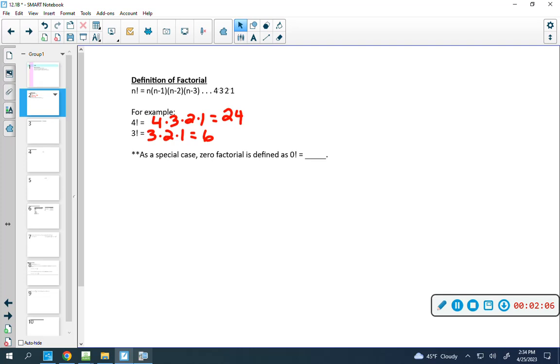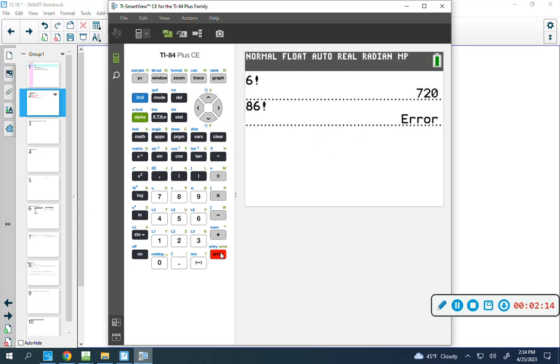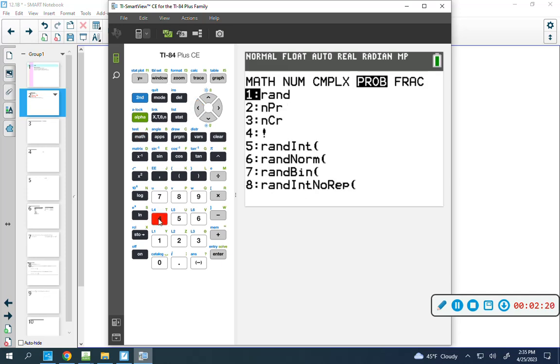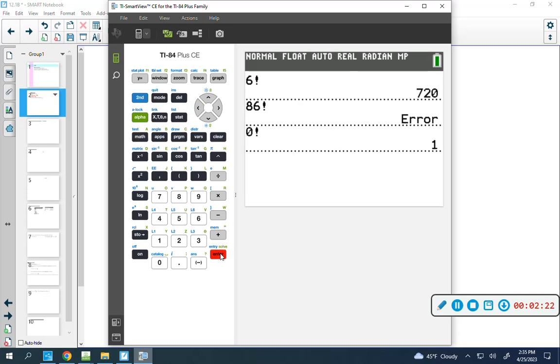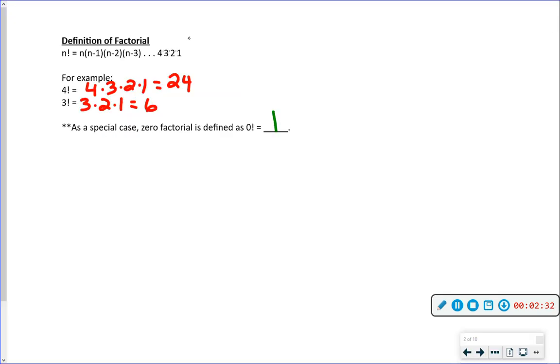Now, for whatever random reason, it just is what it is, 0 factorial. Well, let's punch it in. If you don't know what 0 factorial is, you can always punch that guy in. 0, math, probability, number 4. Come on, I hit it twice. 0 factorial is what? You would think it's 0, but it's 1. Avery, did you guess 1? Yeah, I said it's probably going to be 1. So that's kind of a unique case. Again, if you can't remember that, punch it in.